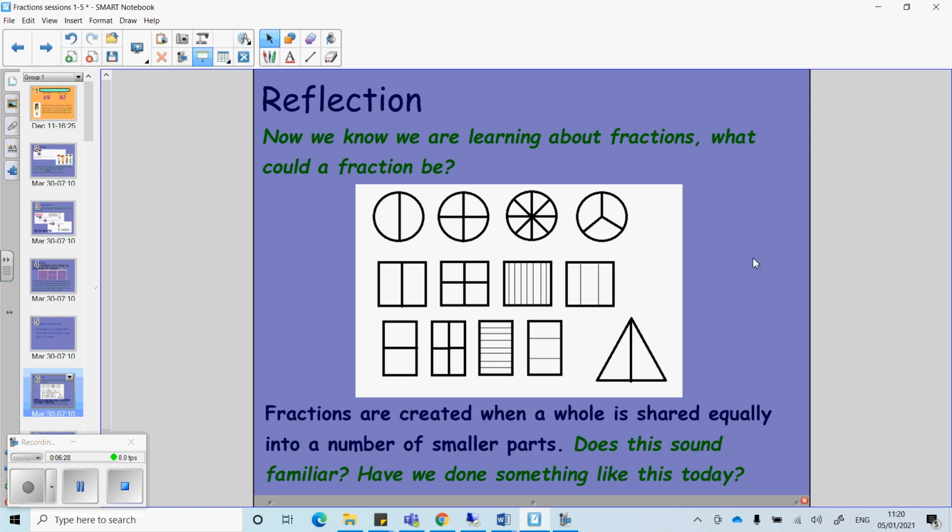Okay, fractions are created when a whole, remember that means all of something, is shared equally into a number of smaller parts. And hopefully you've realized that what you did with your pieces of paper to fold them was actually creating fractions.